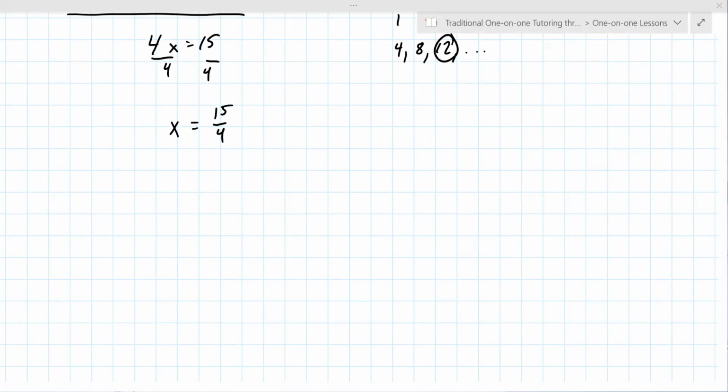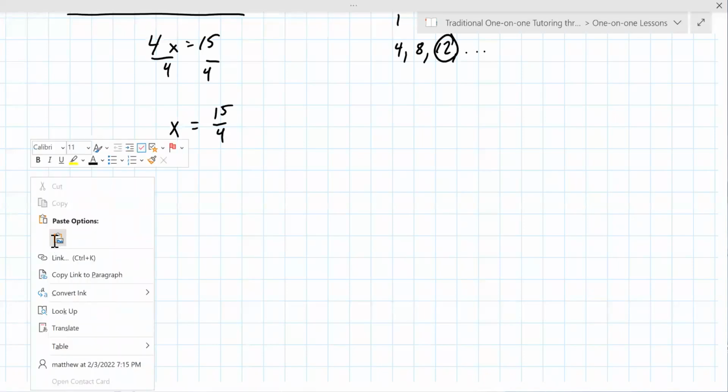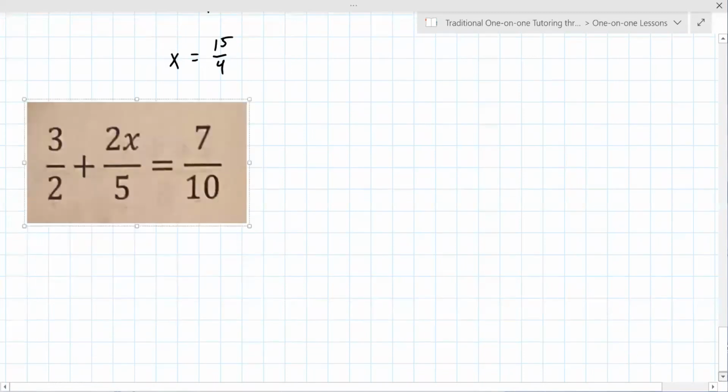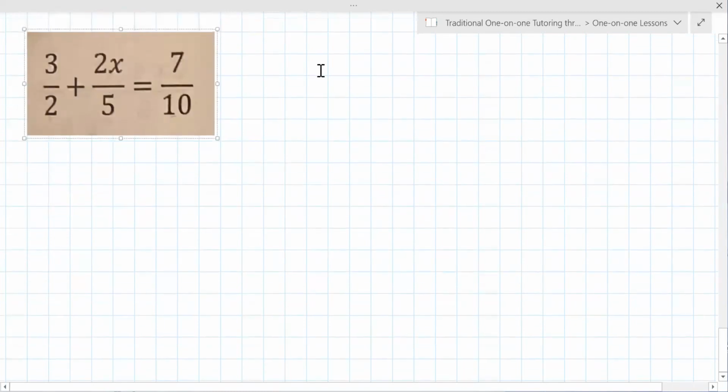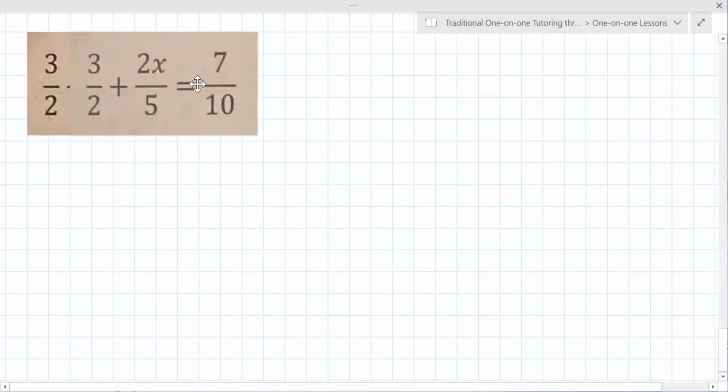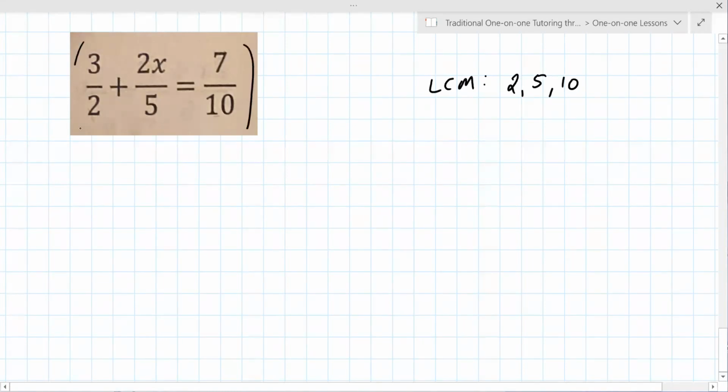So let me give you a problem here where I think this path should be chosen. So you can just kind of get a feel for this. So you sent this problem over. When you have all fractions, or all decimals for that matter, because you'll see that variation on this problem too, that's a good time to figure out the LCM. So what's the LCM of 2, 5, and 10? 10. So you're going to multiply everything by 10.